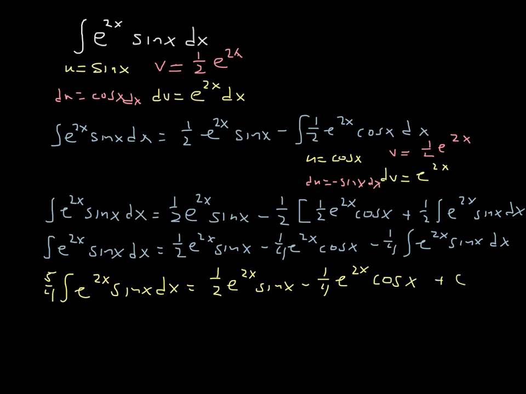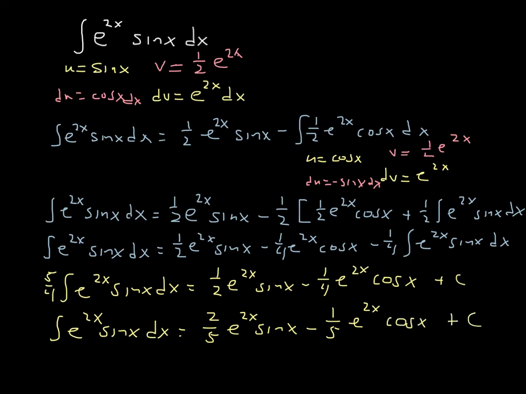And what I want to do now is just find out what this integral would be. I don't want 5/4 of that, so I'm going to multiply both sides by 4/5. And when I do that, I get that the integral of e to the 2x sine x dx equals, multiplying through by 4/5, 2/5 e to the 2x sine x minus 1/5 e to the 2x cosine x plus c. And that would be my final answer for this particular integral.